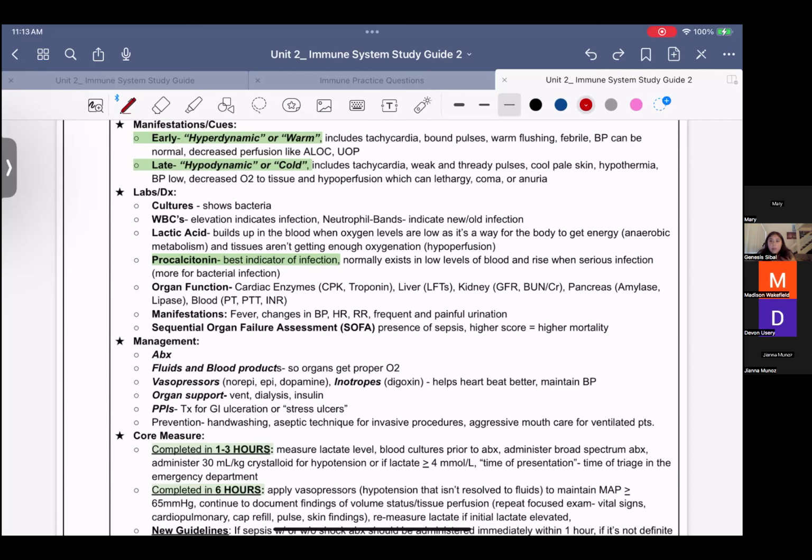So you're still going to have a heart rate that's higher because it's trying to circulate all of the blood throughout your body. You're going to have bounding pulses. You're going to be warm because you're starting to third space, and then you're going to have decreased perfusion, which you start seeing already, right?